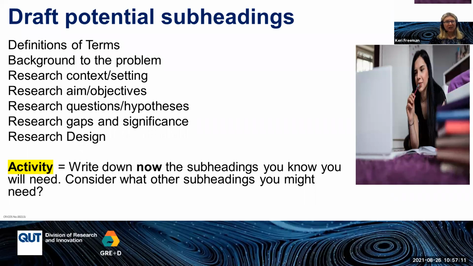Okay, so it kind of makes sense that the background to the problem might be one of the first things you talk about. But potentially you might want to talk about the research aims initially. This is something you'll discuss with your supervisor. And again, you're going to get feedback on that as well. But if we can just draft a few potential subheadings, that's going to help you to get started.